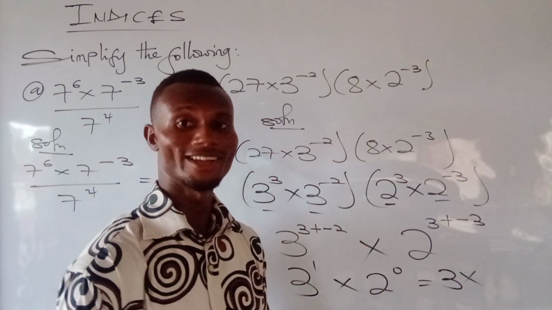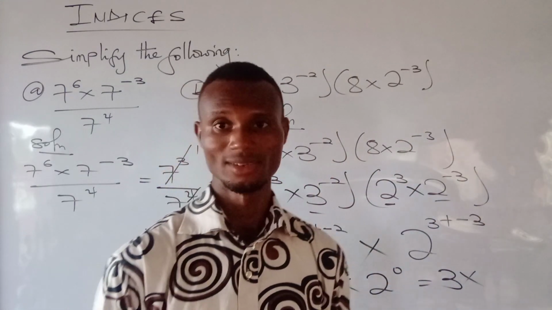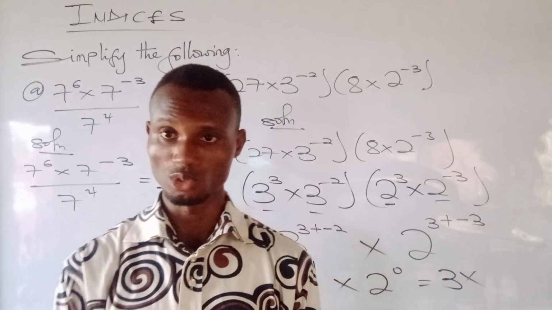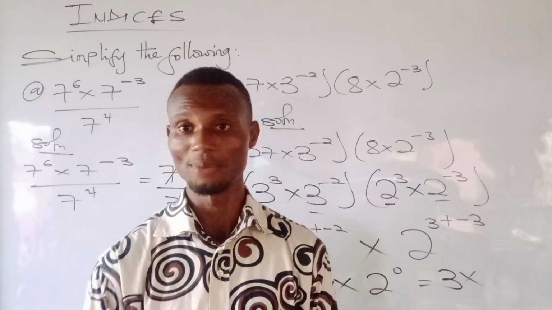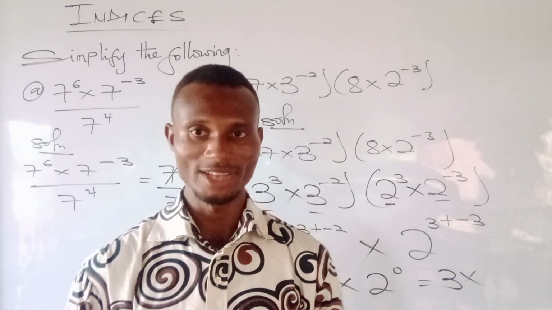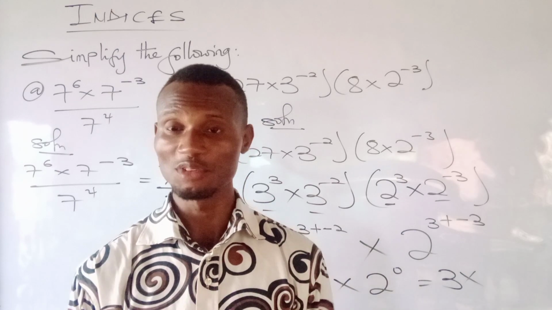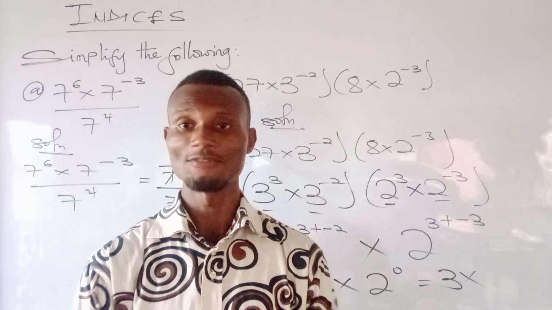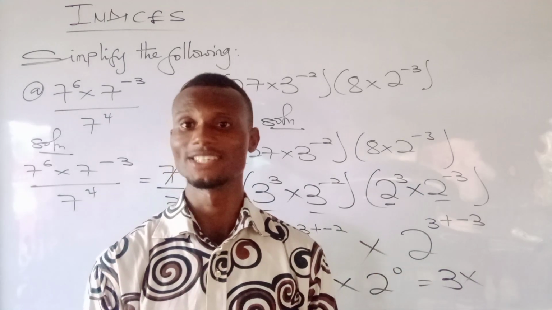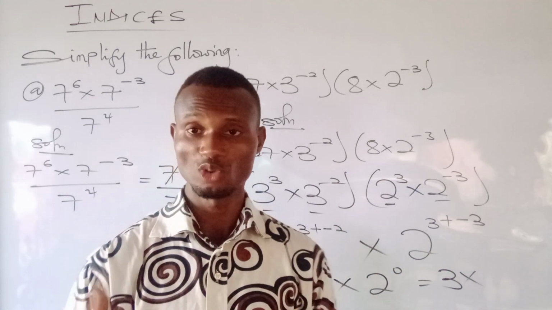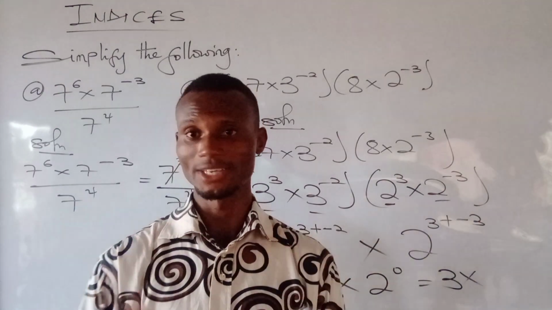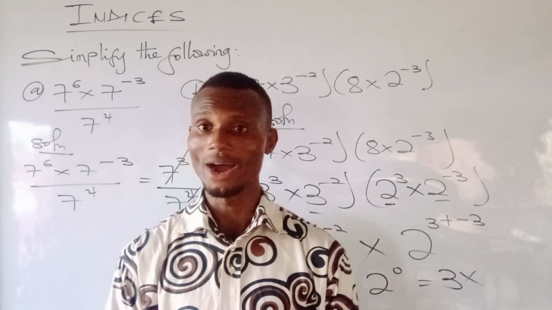Now this 2 to the power 0, it doesn't mean 2. Most students make those mistakes. 2 to the power 0 is not 2. Anything to the power 0 is 1. So if you have 100 to the power 0, it is 1. If you have 1000 to the power 0, it is 1. If you have negative 50 to the power 0, it is 1. Anything at all to the power 0 is 1. If you have a to the power 0, it is 1. If you have 1 over 2 to the power 0, it is 1.